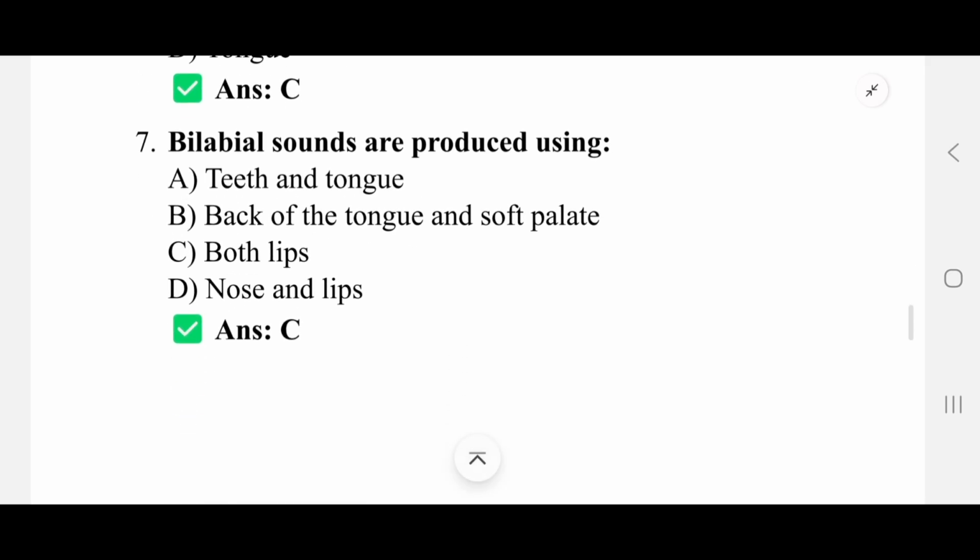Bilabial sounds are produced using teeth and tongue, back of the tongue and soft palate, both lips, nose and lips. So the answer is very simple.